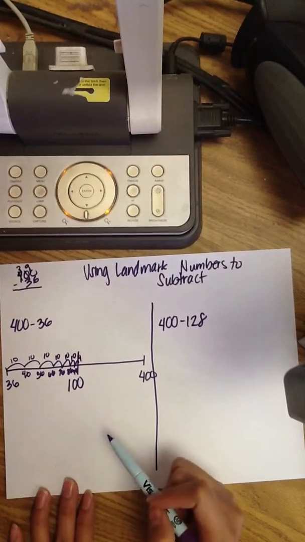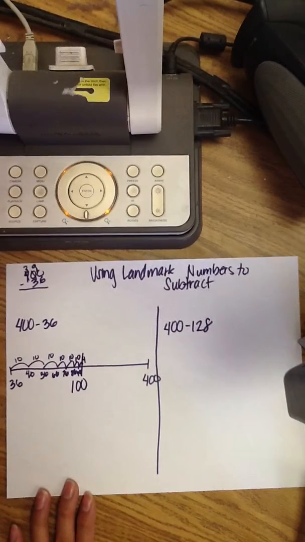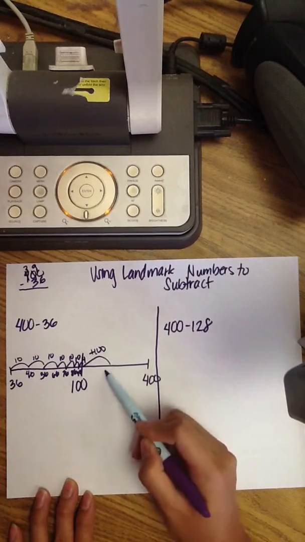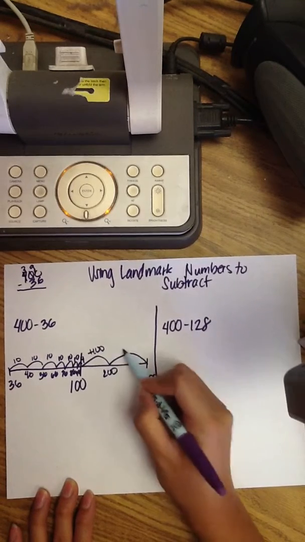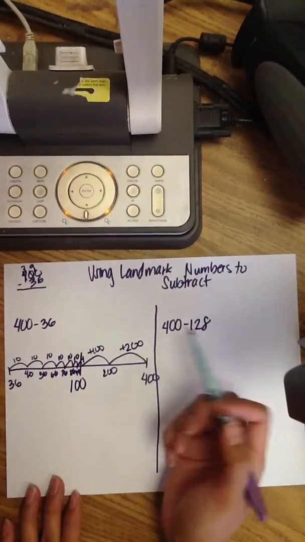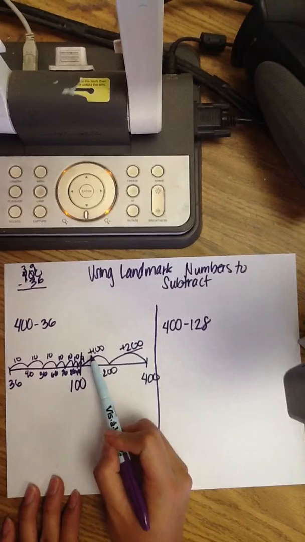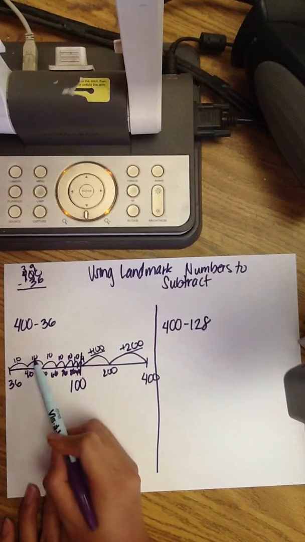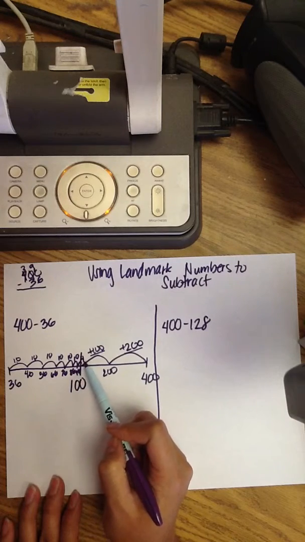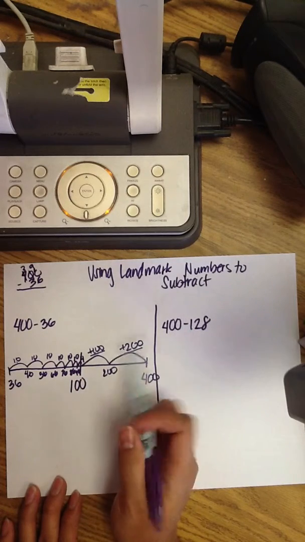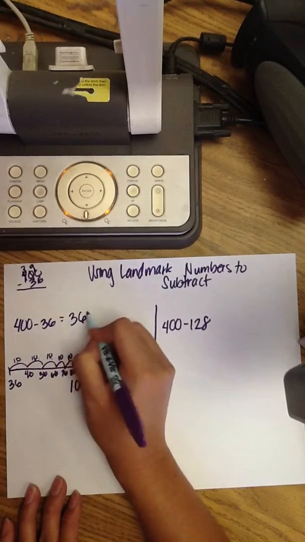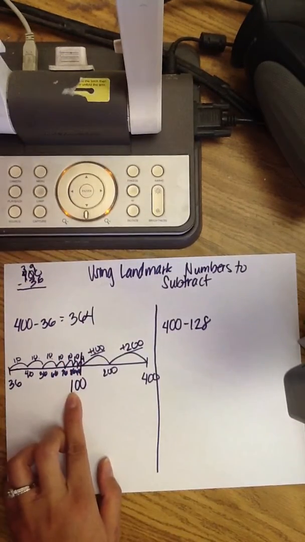And then from 100 to 400, some students already know automatically it's 300, or they can just keep adding 100 at a time, or they can just add 200. Okay, so there they found the difference. So we're just going to add it all up. 200, 300, 310, 330, 340, 350, 360, and then 4, 10, 20, 30, 40, 50, 64. And we just found the difference using this landmark number.